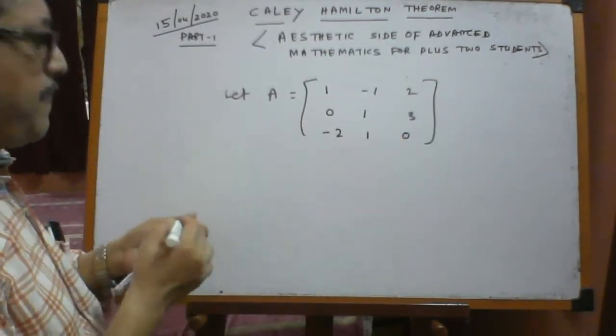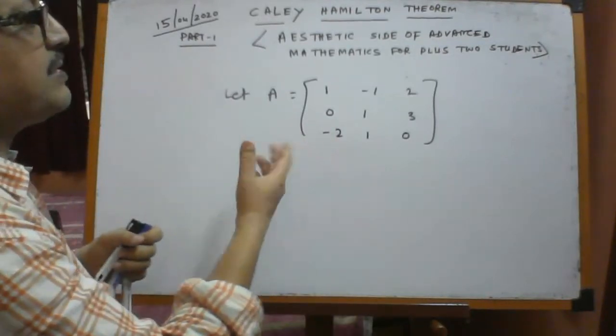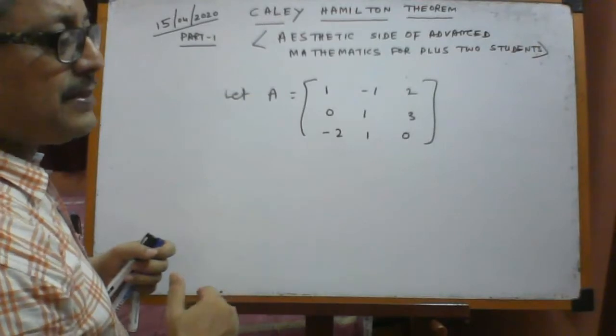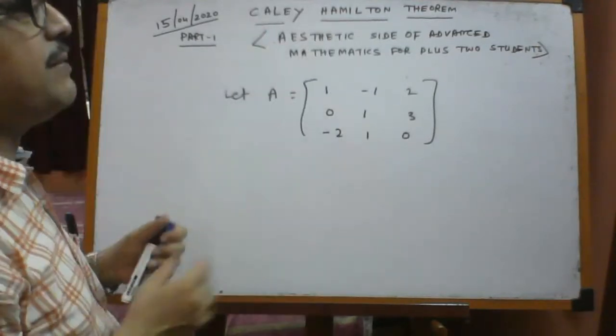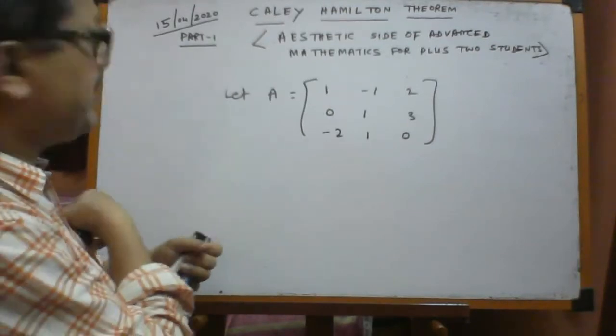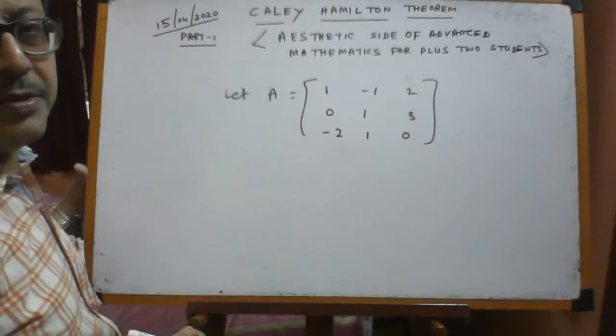Okay? They can ask you a question like that. For this matrix, say a cube minus 5a square plus 7a plus 8a is 0. Or 4 options they have given. This is very difficult to calculate in exam. So I will take the help of Cayley-Hamilton theorem here.